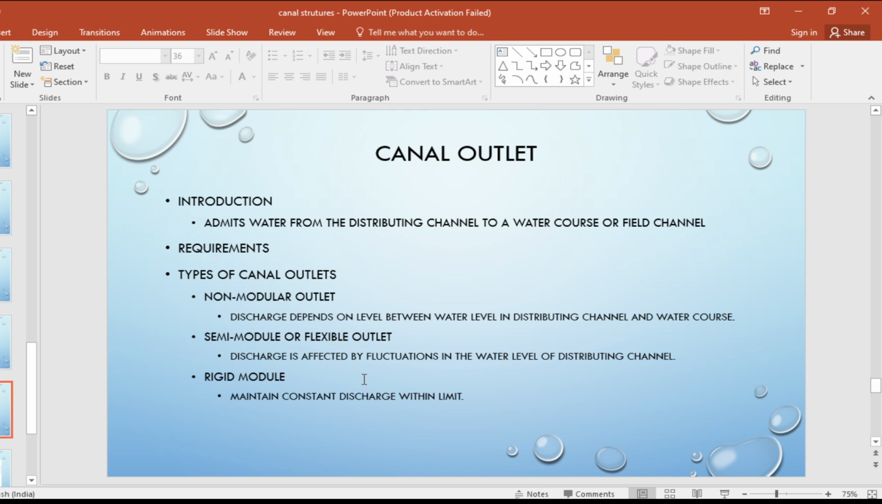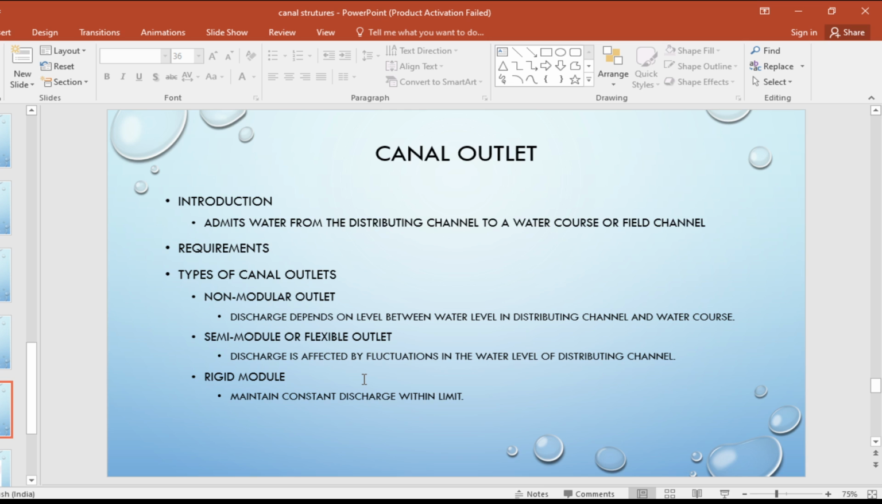The flow is in the direction from distribution channel to the field channel. It is not from field channel to distribution channel. So in semi modular, the discharge from outlet varies with the fluctuations in distribution channel only. Okay, it does not depend on the fluctuations of field channel.